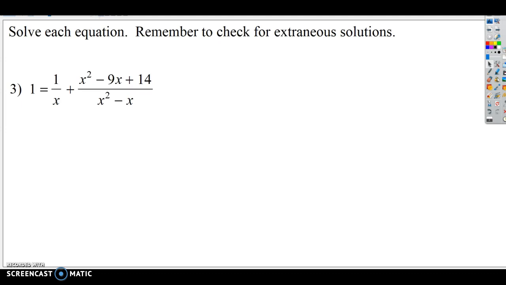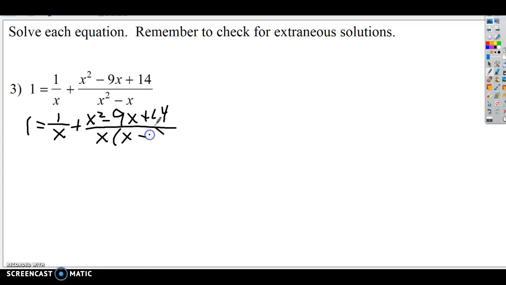All right, next problem. Common denominator. The first thing I'm going to do here is try to write just a little bit smaller because this may take a few steps. So I'm going to have 1 equals 1 over x plus x squared minus 9x plus 14. And the first thing I'm going to do is factor the denominator here and pull out the x. The reason for that is I'm trying to get a common denominator, but I don't want it to be any bigger than it has to be.